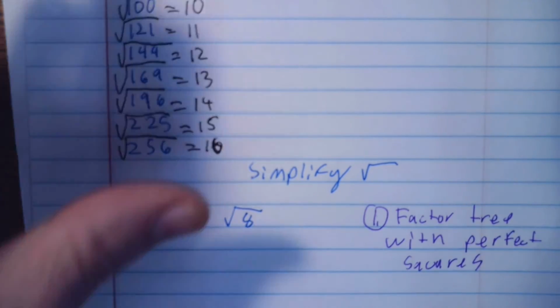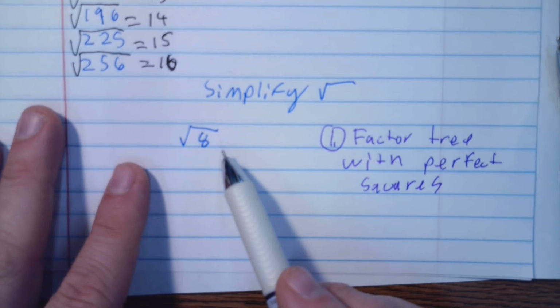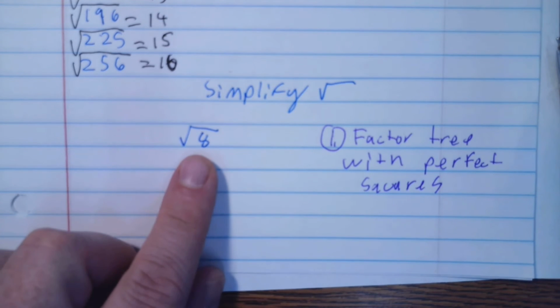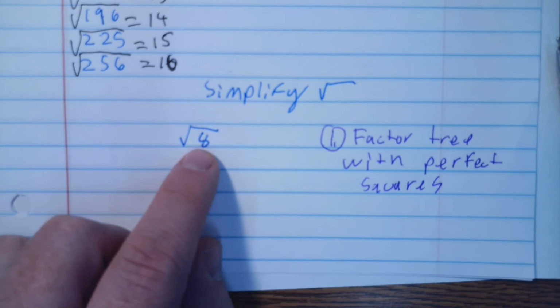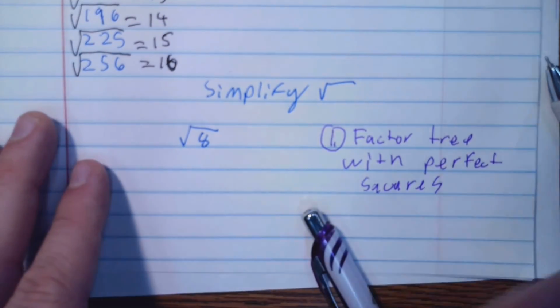Okay? Just perfect squares is what I want to use. So I'm going to look at all my perfect squares, and that's why I have a list, because if I don't have them memorized, it's nice to have a list. What perfect square can I divide 8 by? I can divide it by 4, right? So this is what I do.